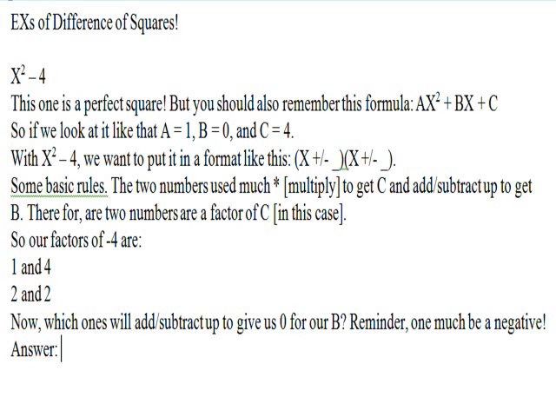Some basic rules that we all need to know. The two numbers you use must multiply to get c and add or subtract to get b. Therefore, there are two numbers that are factors of c in this case. So our factors of -4 are 1 and 4, and 2 and 2. Now, which ones will add and subtract to give us 0 for our b? Reminder, one must be a negative because, well, it's -4. One's going to have to be a negative. That's kind of your hint.